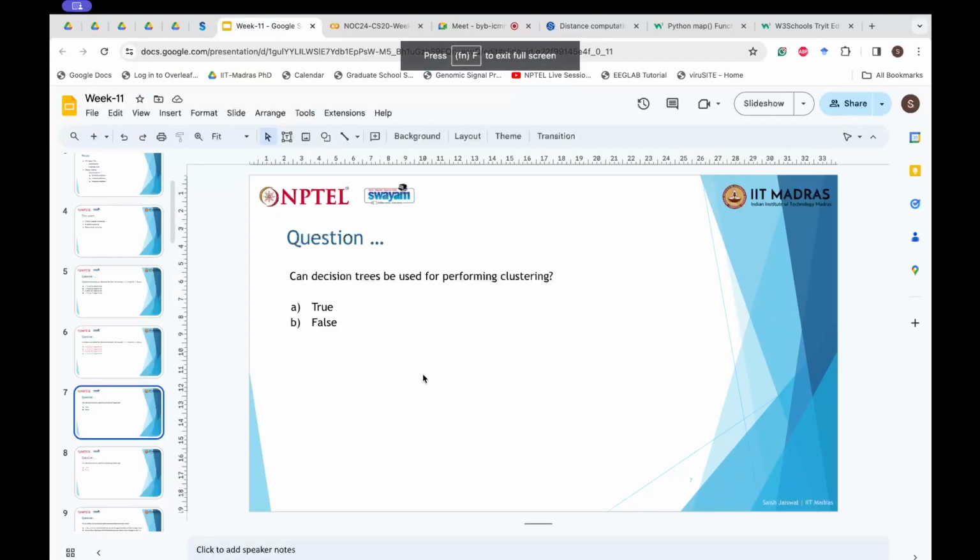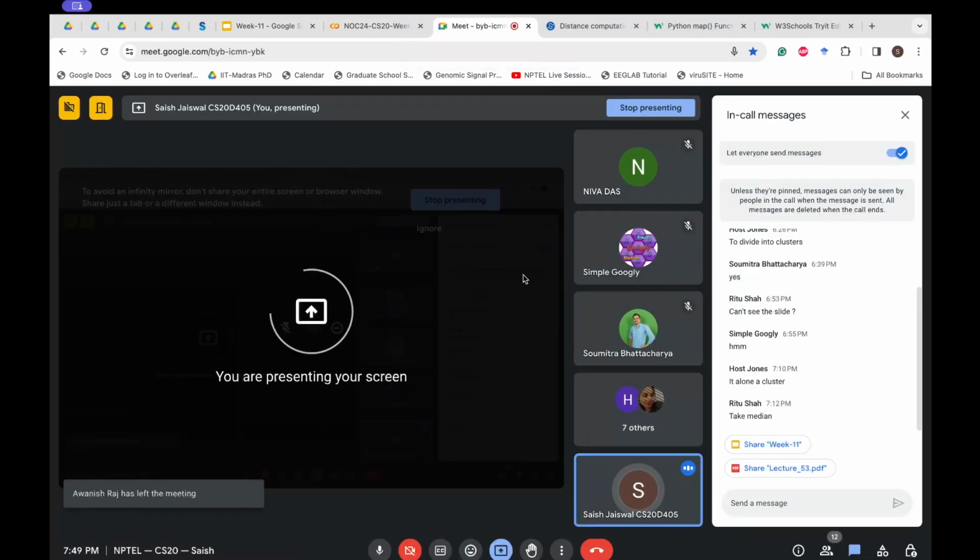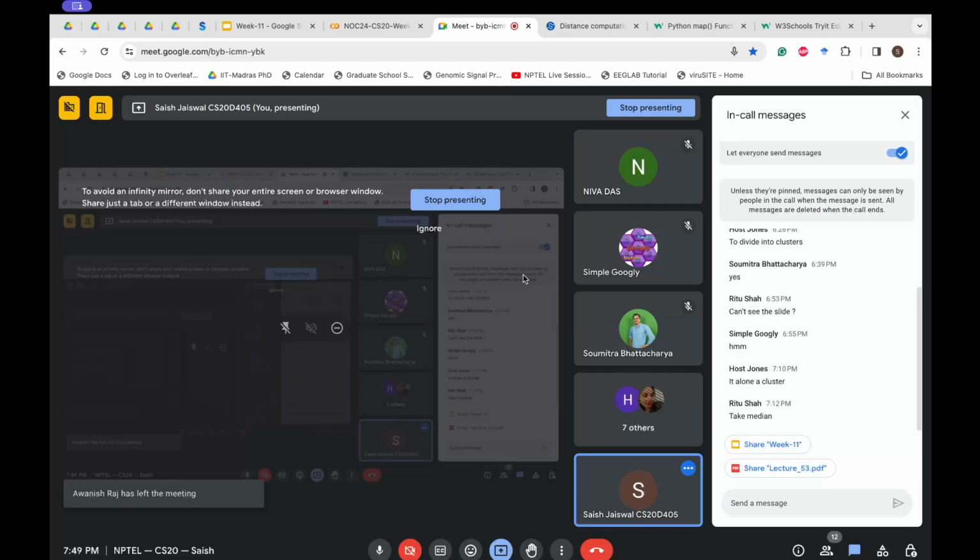Okay, decision tree is something which I have not covered now, but I'll quickly talk about it. We'll see it in tomorrow's session.